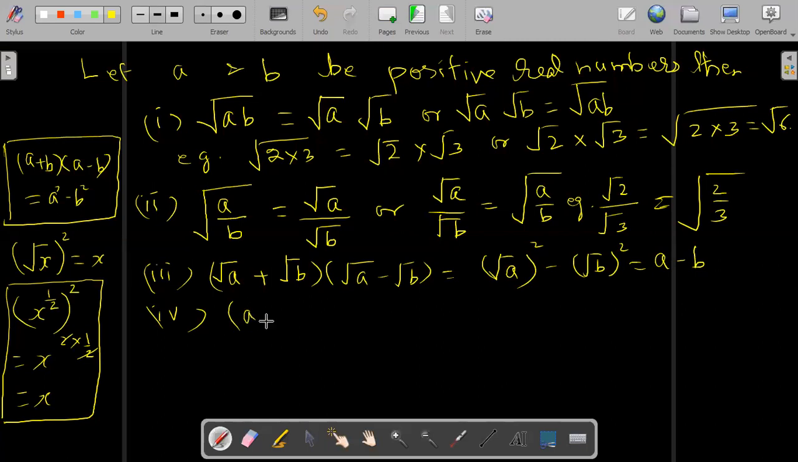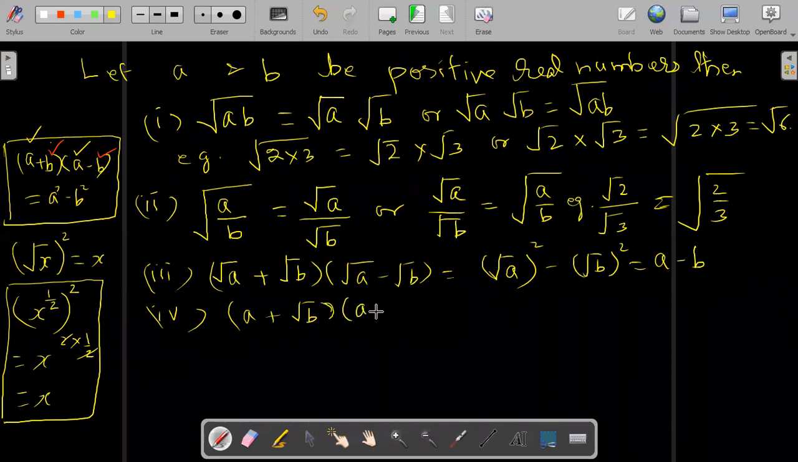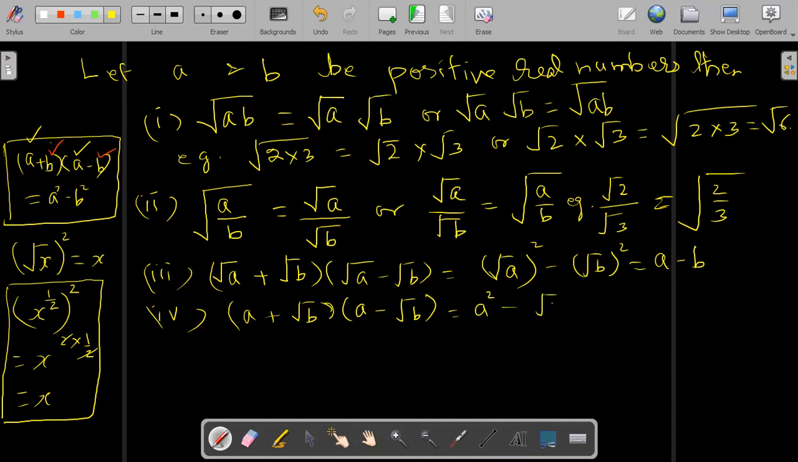Here they have given a plus. Suppose these two numbers are the same, and they have plus and minus, then we can use this formula. So here also we can see a plus root b and a minus root b. So this will be equal to a square minus root b square, and the result will be a square minus b only, because root and square will cancel.